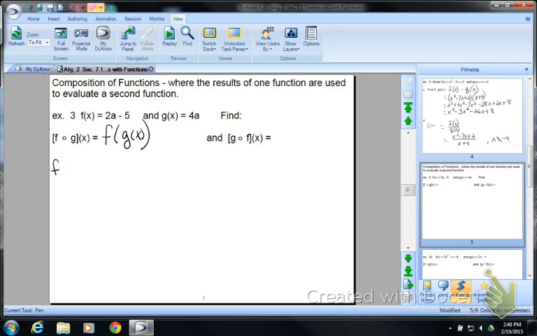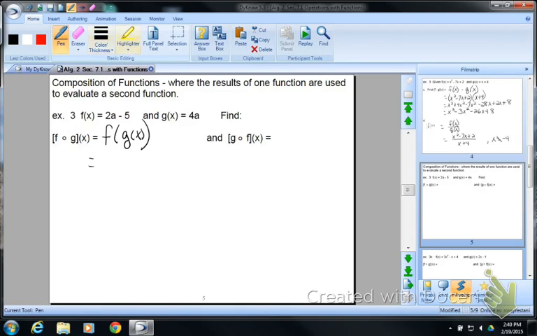So think of when you're simplifying, when you have more than one set of parentheses, you always want to work inside and then work your way out. So what we want to do is look at the g of x. I'm going to highlight, that might help. We're going to do g of x. And what is g of x? 4a. So we are going to replace g of x with 4a. So bring down the f, parentheses, and we are going to replace g of x with 4a.